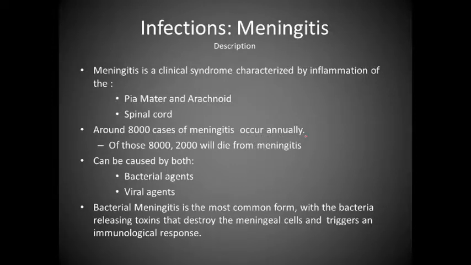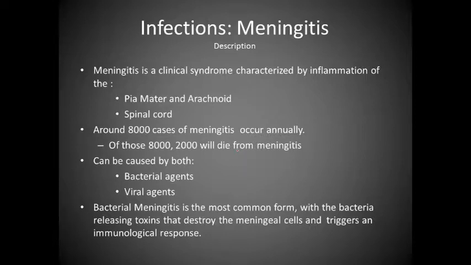So another type of infection is meningitis. Meningitis is a clinical syndrome characterized by the inflammation of the pia mater and arachnoid, or also the spinal cord. Around 8,000 cases of meningitis occur annually, and of those 8,000, 2,000 will die from meningitis. So we'll see that it's quite deadly for those who actually do get it.